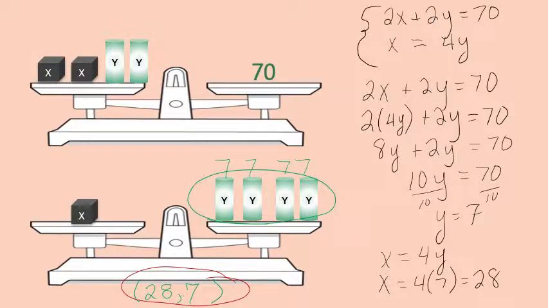I can double check that in the picture. Each x was 28 and each y was 7. If I get a calculator and add all that up, 28 and 28 is 56. That's 14. Makes 70. Check. We have balanced the system correctly.